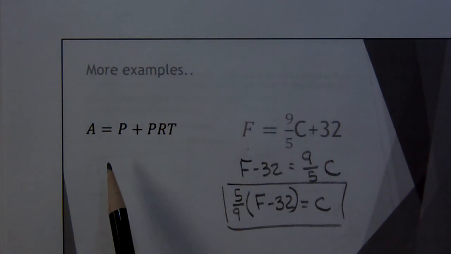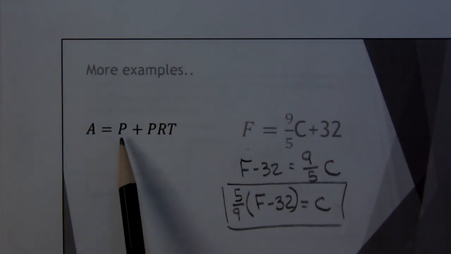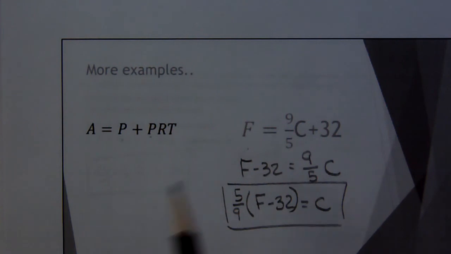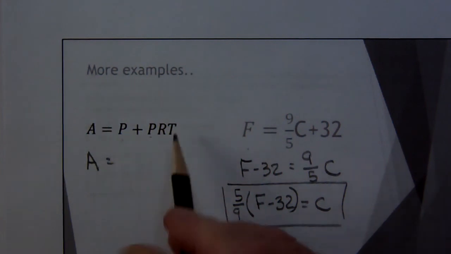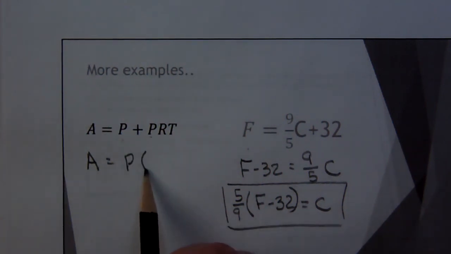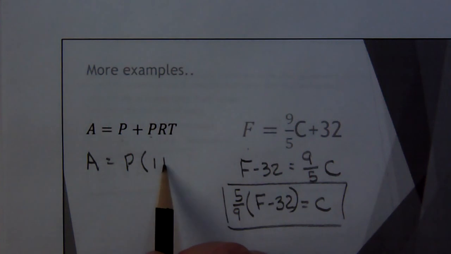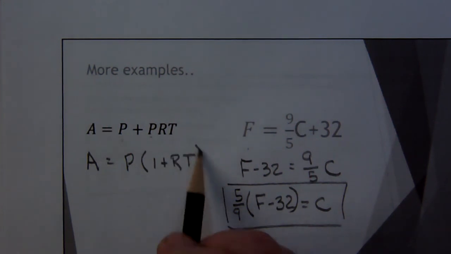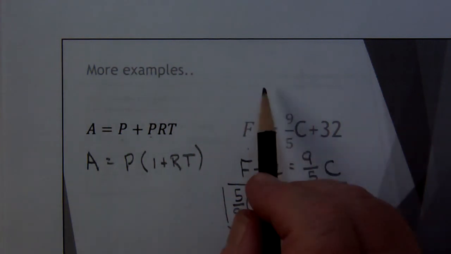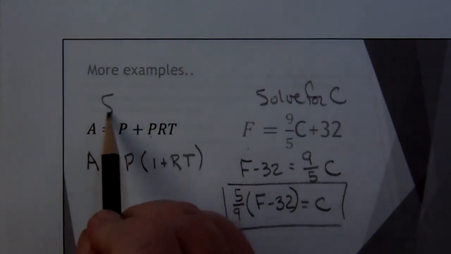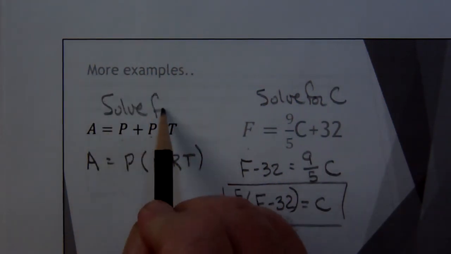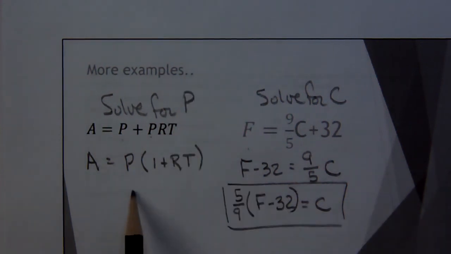I often give this problem to students, and here both those p's are the same. So when I'm solving for this, I'm going to use the distributive property in reverse and say, oh, this is really p times 1 plus rt. So if I'm solving this one for capital P, then I will get P is equal to A, and I divide both sides by 1 plus rt.